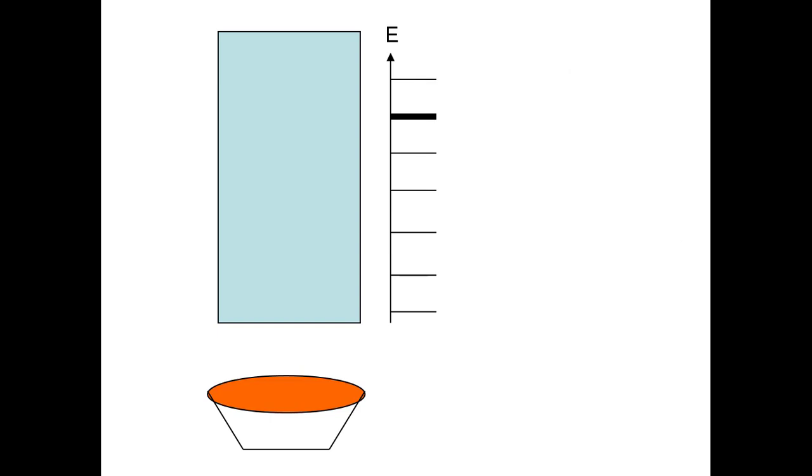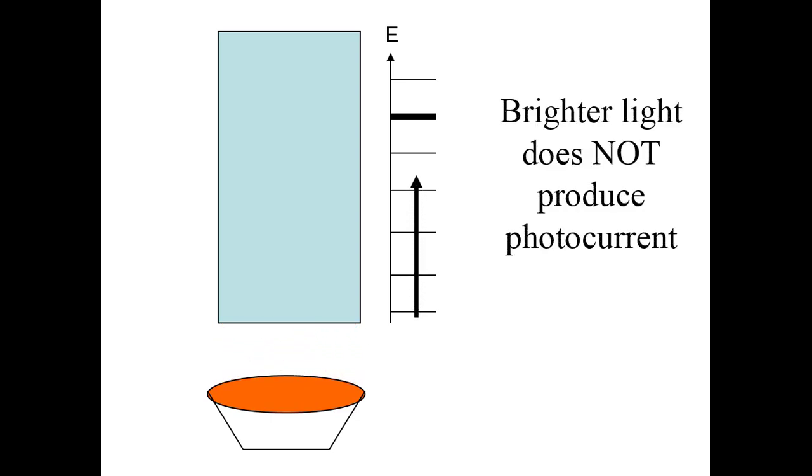Likewise, using a brighter orange lamp, which in the wave model is represented by a wave with a larger amplitude, also does not result in an electron being removed from the surface. Brightness does not affect the energy that the surface atoms can absorb.